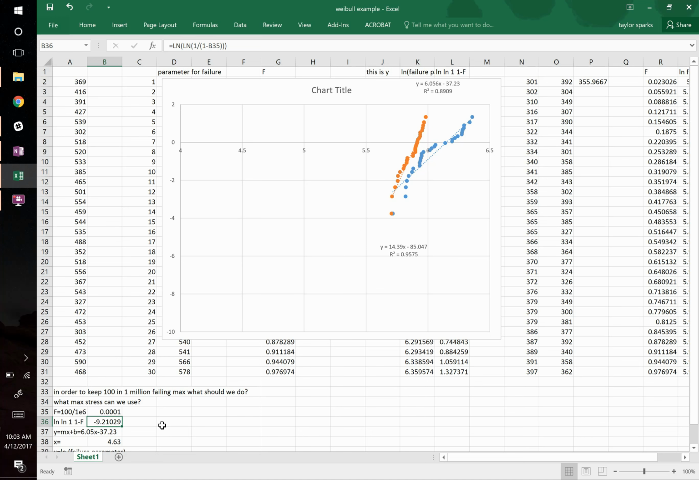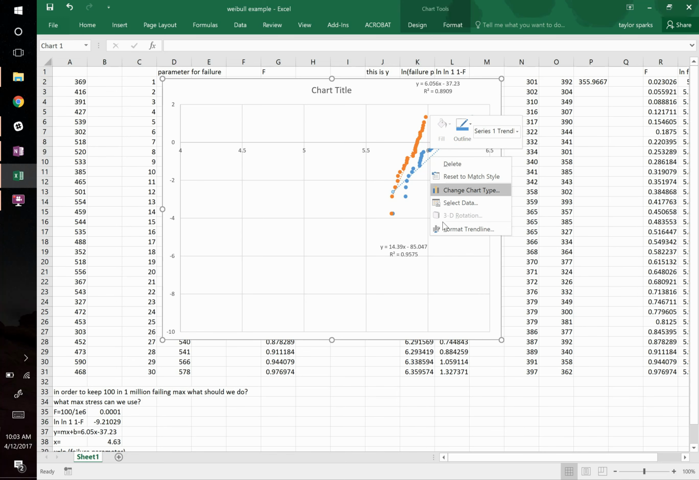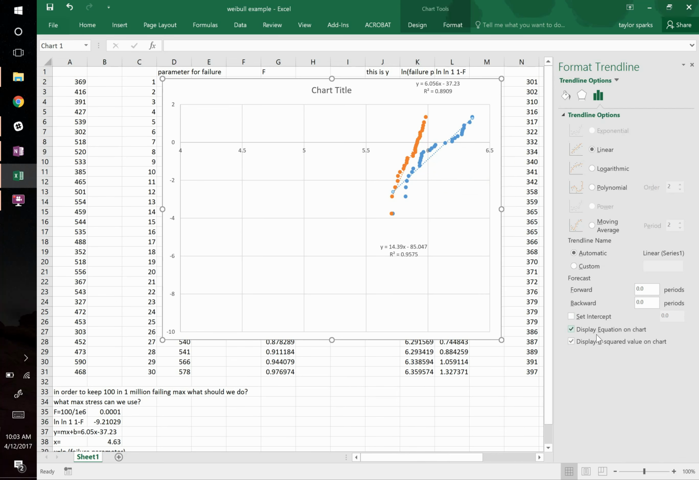How we solve for that is we know that the failure criteria, natural log of 1 over 1 minus f, is this negative 9.21. So that's clear over here. So where are those two lines going to intersect? Right? Can you extrapolate? You can extrapolate these lines, right? Yeah, they already intersect. But I just want to show you this. Can you extrapolate? Forecast. Forecast back. How many periods? What's a period? Like 10. I don't know what that even means.